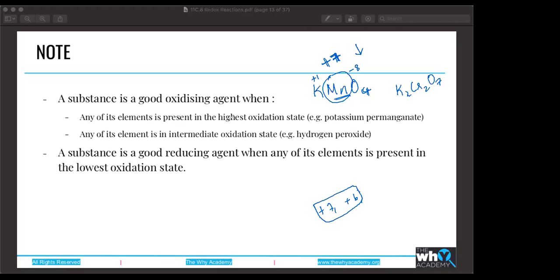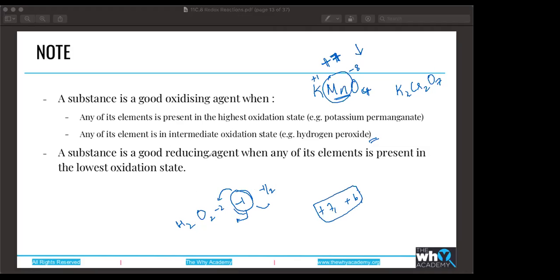Okay. And it is also a good oxidizing agent if any of the elements is present in the highest oxidation state. Otherwise, you can look if any element is in the intermediate oxidation state. For example, oxygen ka oxidation state in peroxide H2O2 is -1. Now oxygen can go either to -2, or it can get turned into a superoxide and take like minus half. So whenever it's in the intermediate oxidation state, it's a very good oxidizing agent because it itself can get reduced.